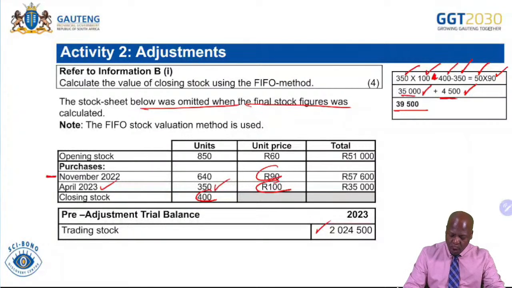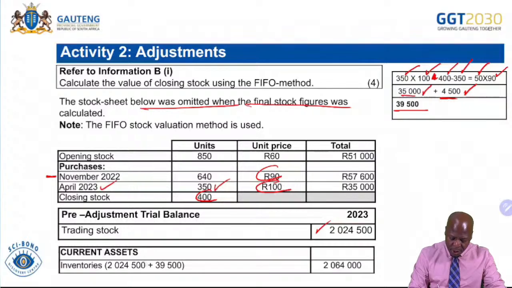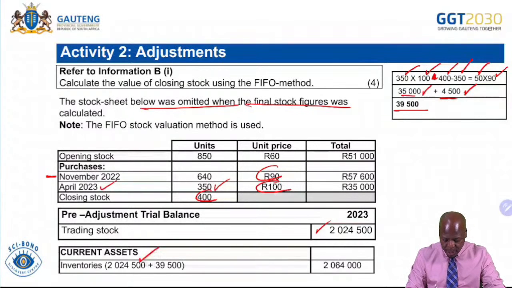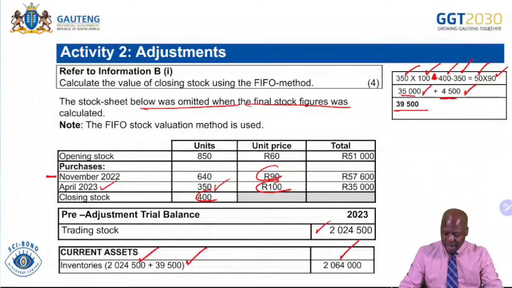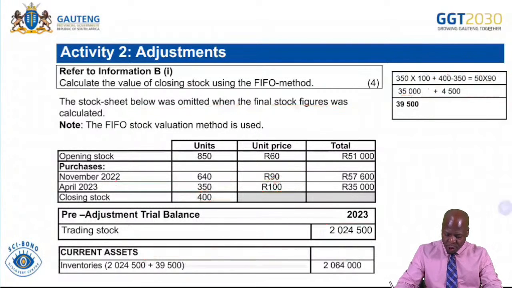Once we have that, now we can come and say our inventory, which was in the trial balance, plus the amount that was omitted. Then you end up with the 2,064,000. Remember, we are doing the balance sheet. Okay, so let's come on to the next adjustment.